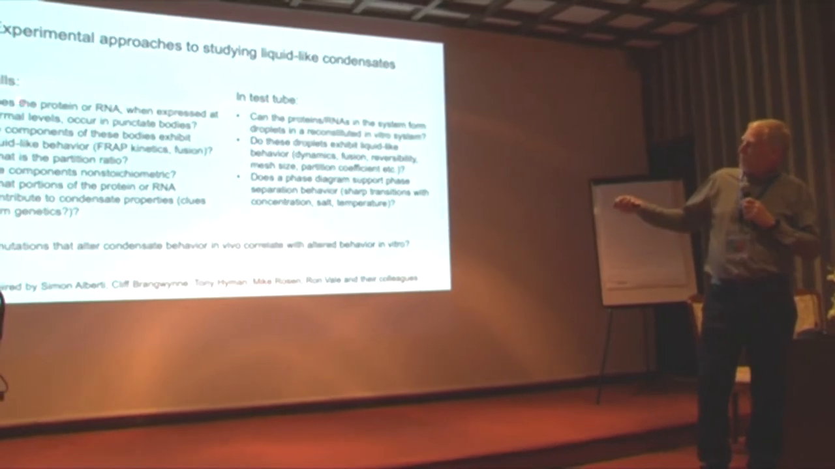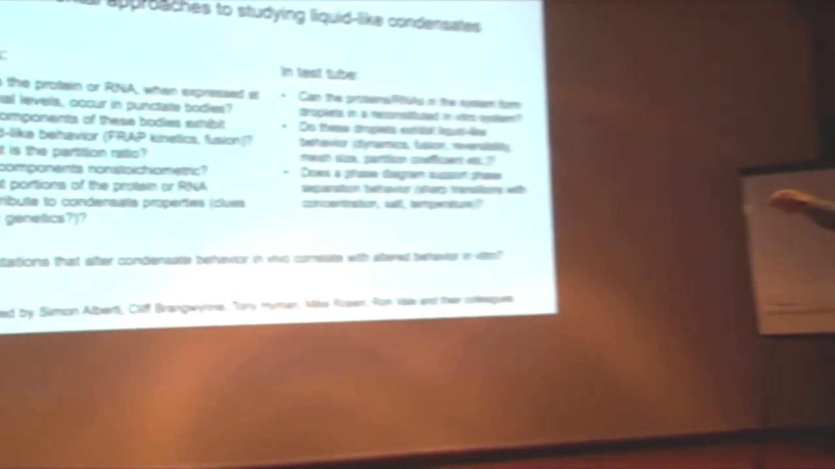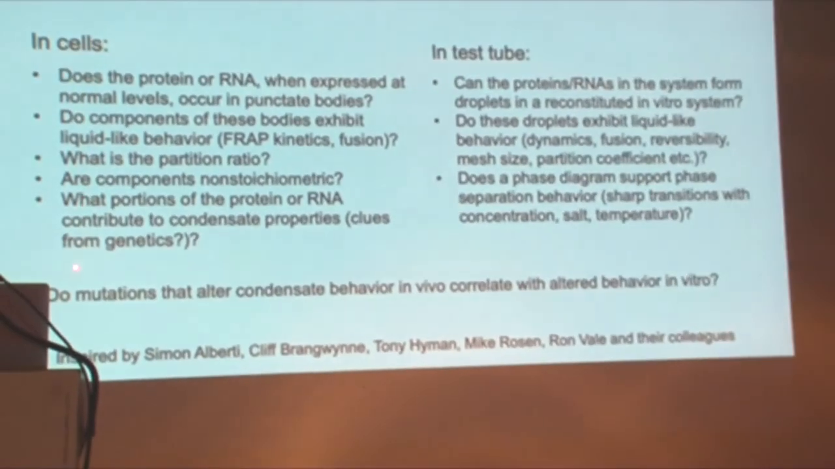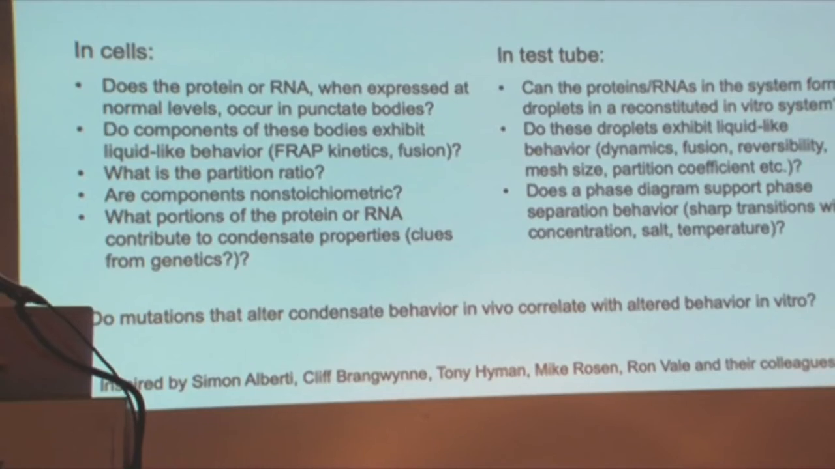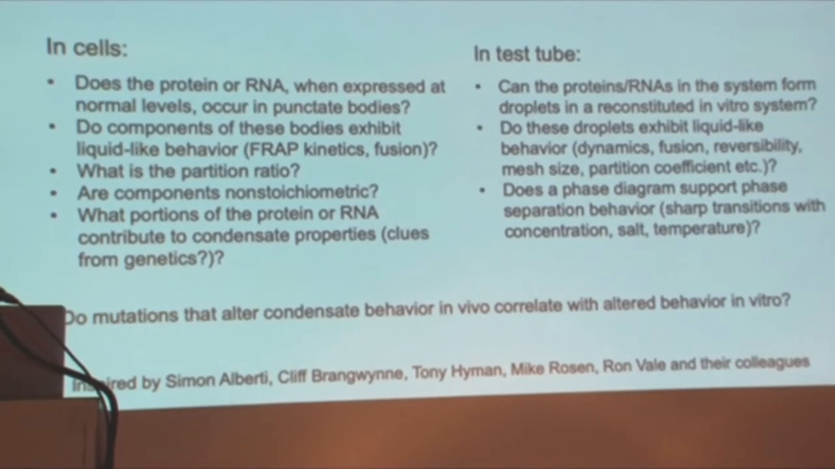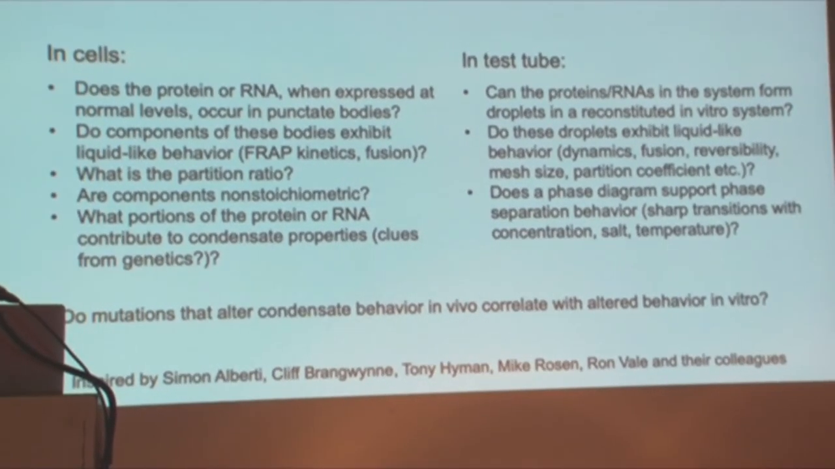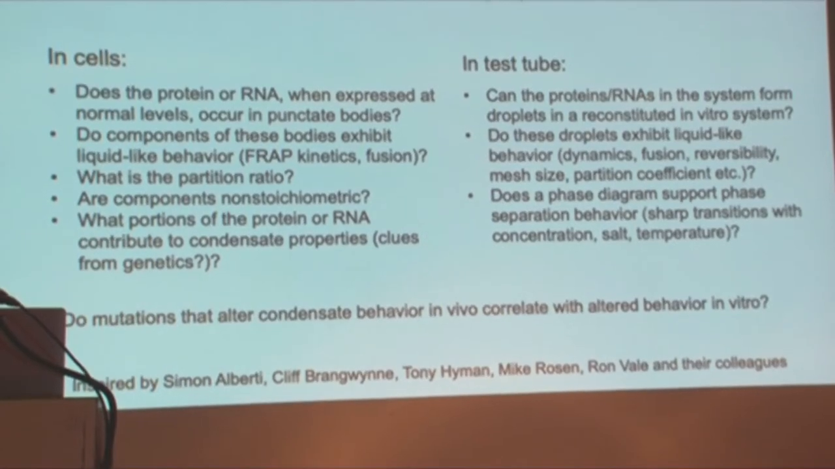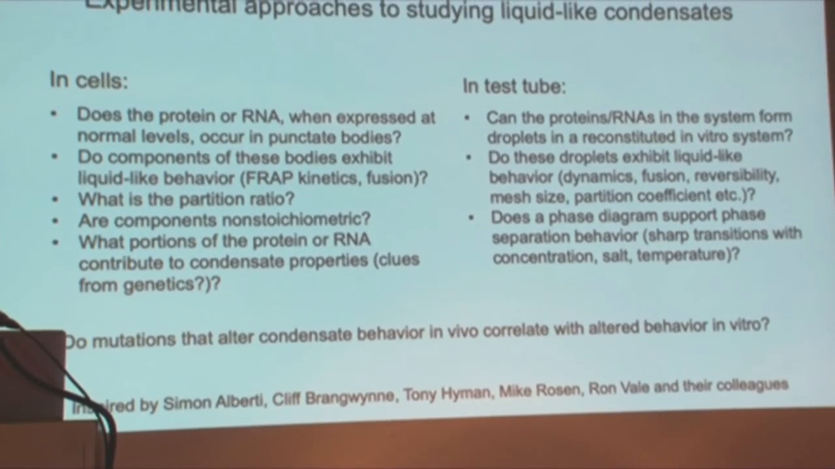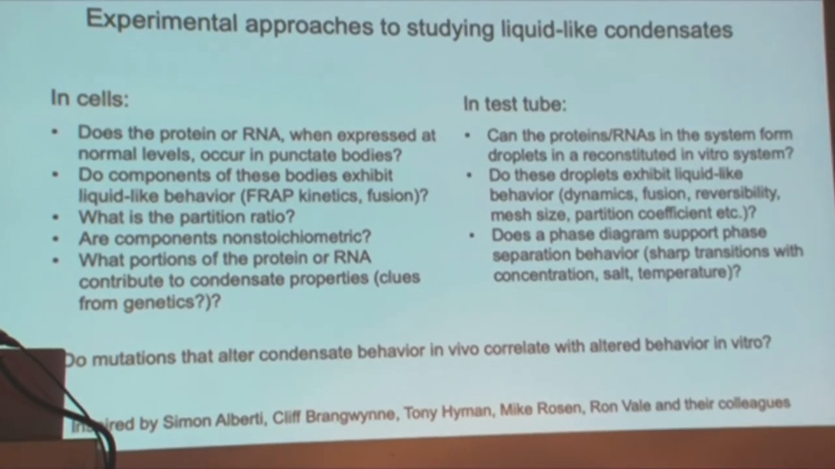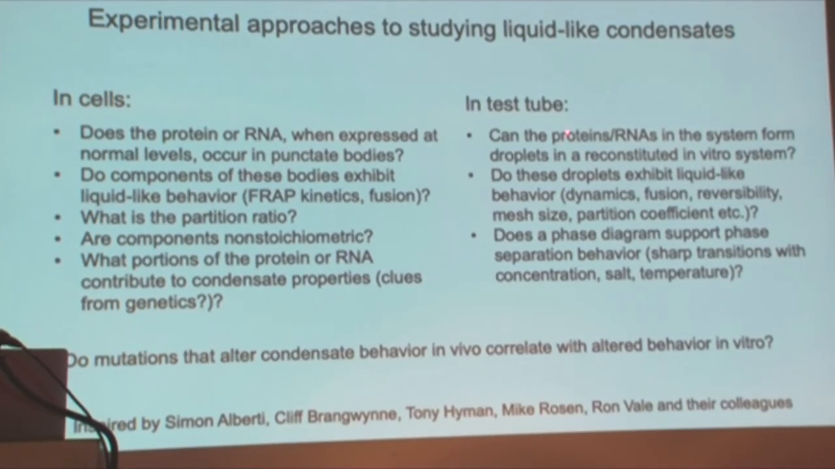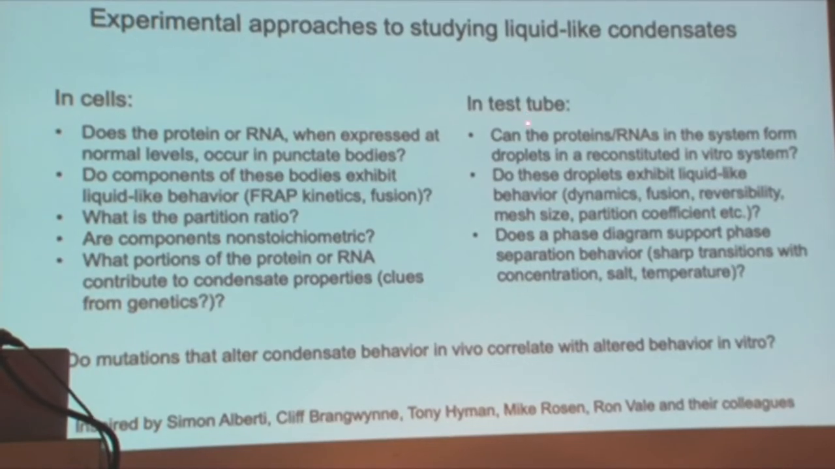So what we try to do is to get information in cells along these lines. We like to see events like fusion of protein condensates and other types of evidence that I think Ibrahim's going to cover in much more detail later on. We also like to model in the test tube.